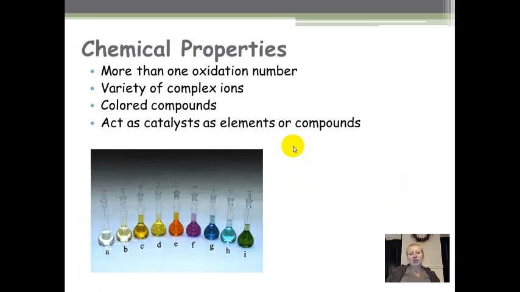In terms of chemical properties, the transition metals are similar in that they all have more than one oxidation number. They form a variety of those complex ions that we're going to talk more about. They form highly colored compounds, and we use them a lot as catalysts.